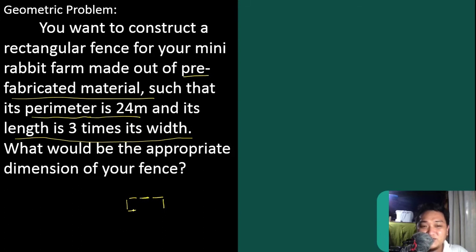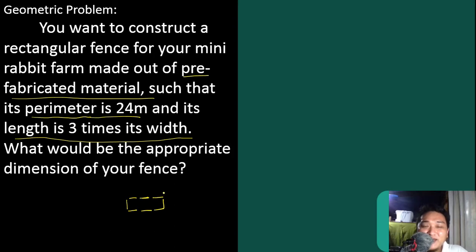So, magiging itsura ng ating bakod, ganyan po. Made out of prefabricated material. Parang ina-assemble na lang yan, tapos kinakabit diretso. Ayan po. And another situation is, kailangan daw, yung perimeter niya is 24 meters. Ibig sabihin, pag inadd natin to, side A, side B, side C, side D, pag inadd natin lahat ng sides niya, kailangan eksakto 24 meters siya. Malay natin, baka yung may-ari nagtitipid. It's possible na ganun yung situation.